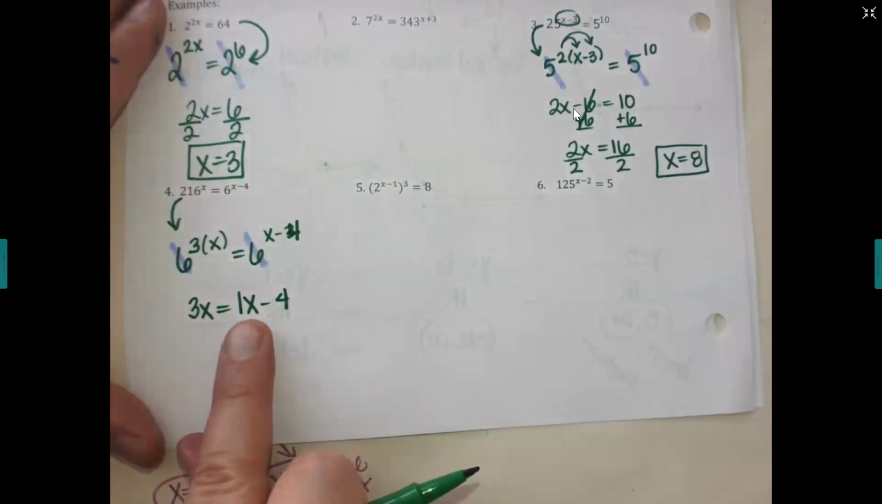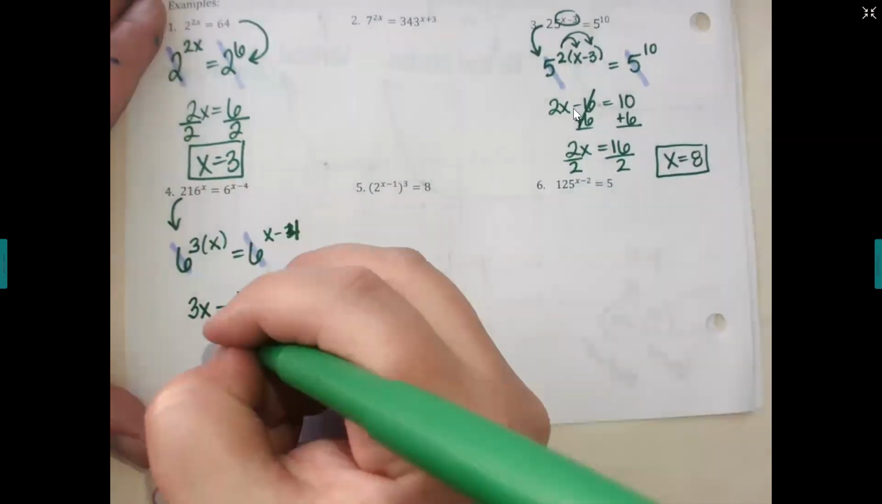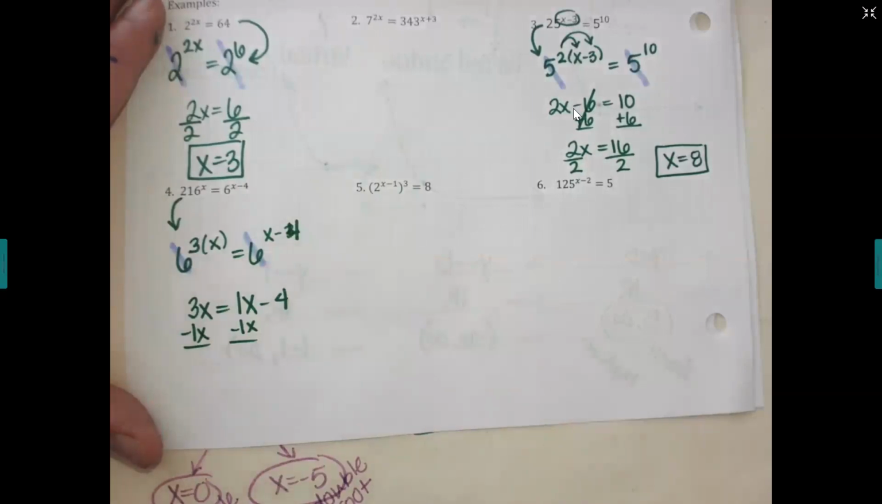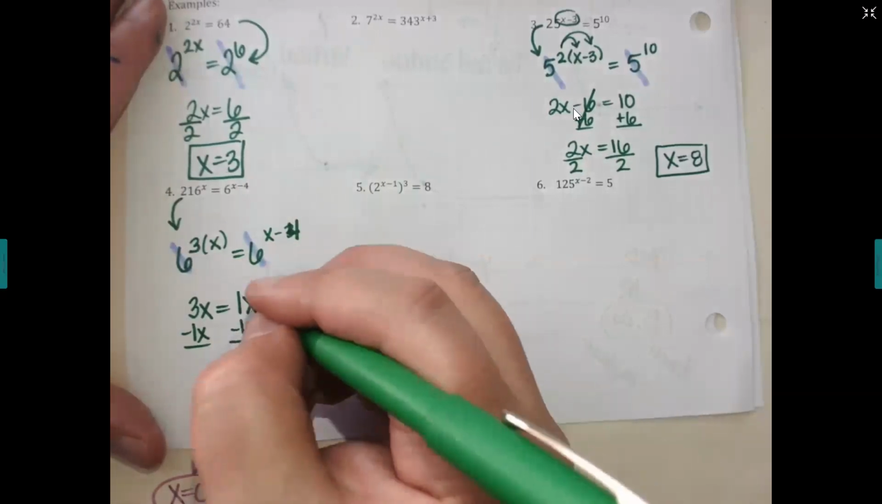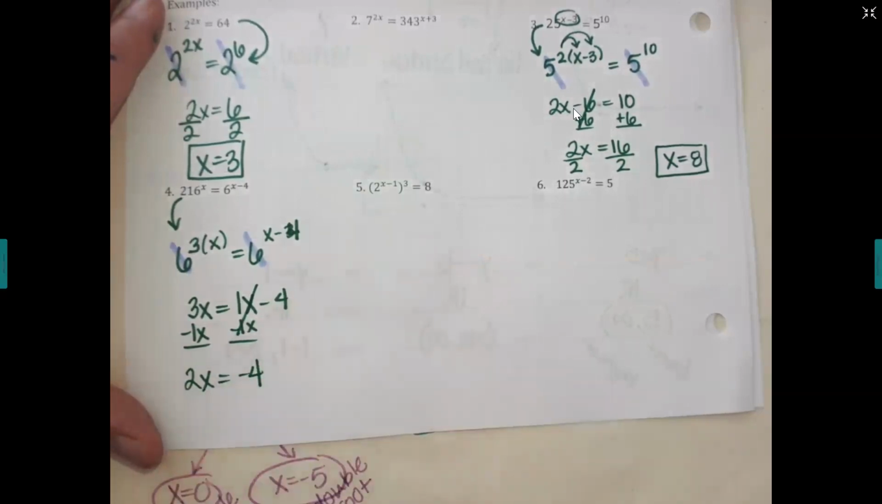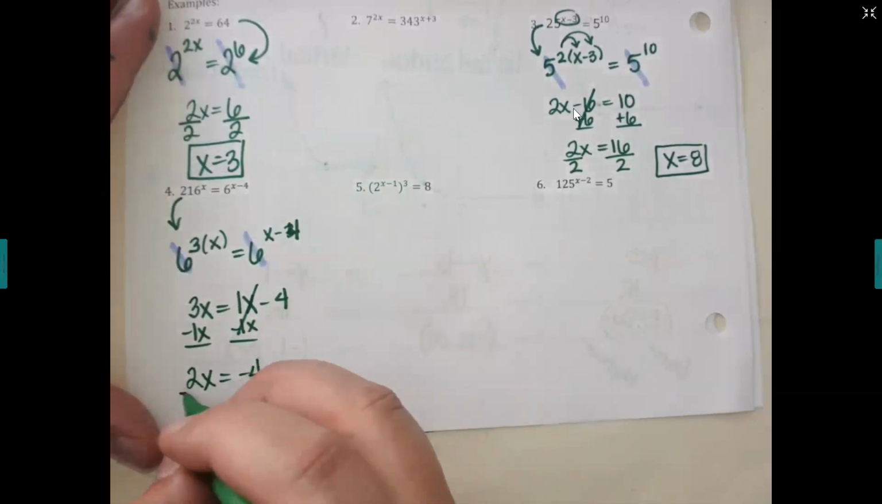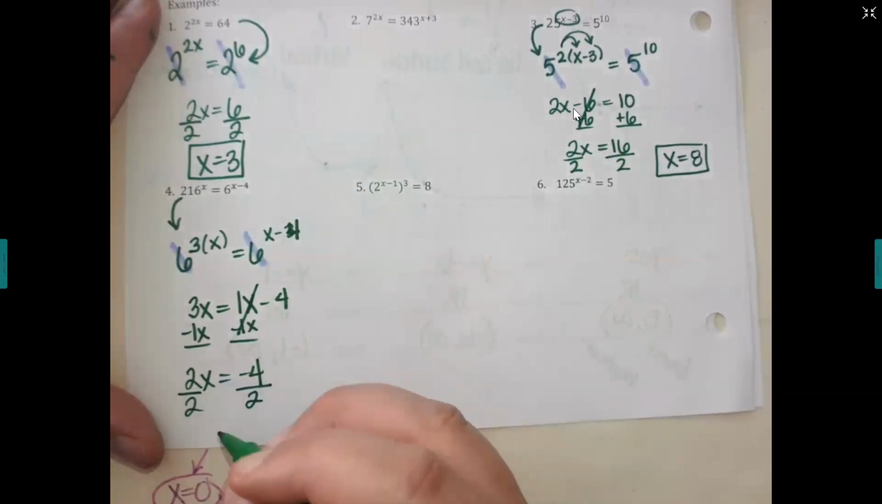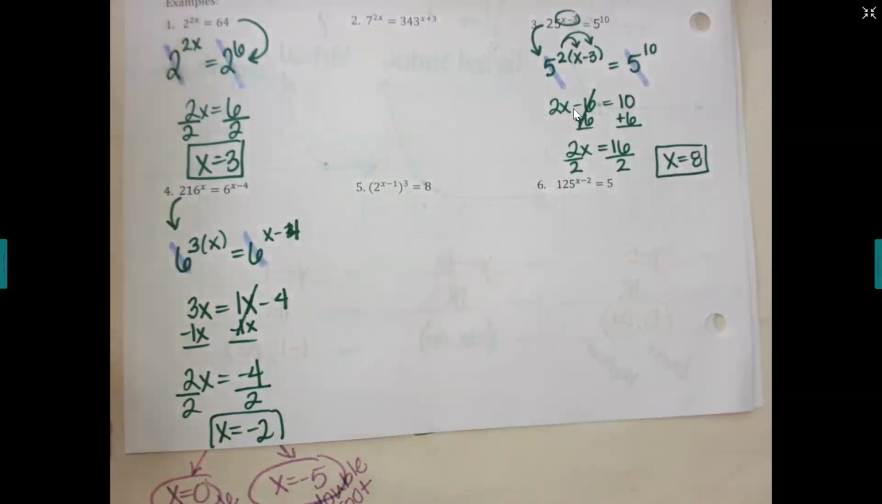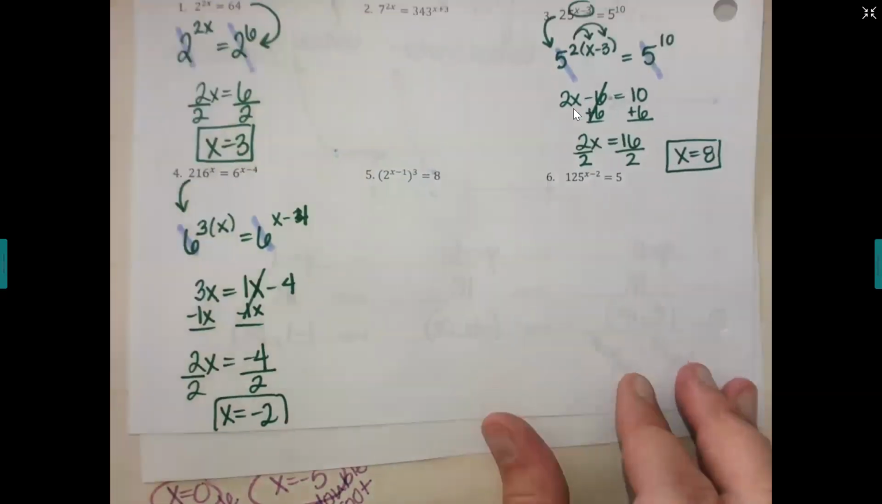Add or minus, which one? Minus. If it's a positive 1x, I need to subtract that across from the 3x. So 3x take away 1x gives me how many? 2x is negative 4, and then divide by 2. So x would equal negative 2. Questions on that?